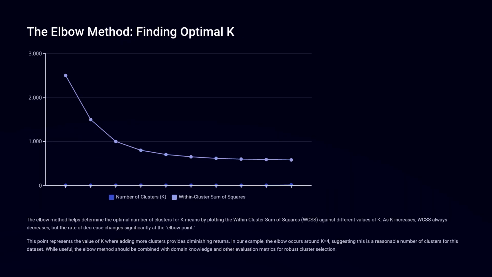The elbow method, finding optimal k. The elbow method helps determine the optimal number of clusters for k-means by plotting the within cluster sum of squares against different values of k. As k increases, WCSS always decreases, but the rate of decrease changes significantly at the elbow point. This point represents the value of k where adding more clusters provides diminishing returns. In our example, the elbow occurs around k equals 4, suggesting this is a reasonable number of clusters for this dataset. While useful, the elbow method should be combined with domain knowledge and other evaluation metrics for robust cluster selection.